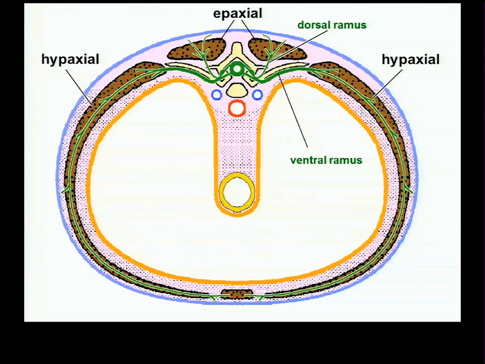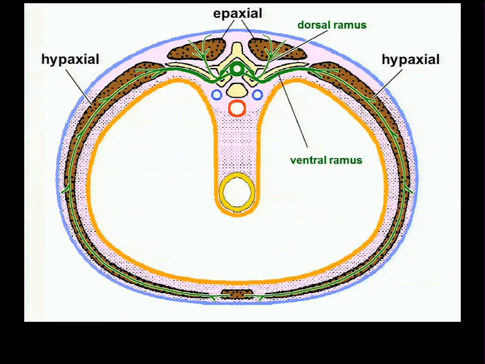The epiaxial portion of the body wall is innervated by the dorsal ramus of a spinal nerve. The hypaxial portion of the body wall is innervated by a ventral ramus of a spinal nerve. If you know a muscle is epiaxial, by virtue of its position more than anything else, you know that it's innervated by a dorsal ramus.